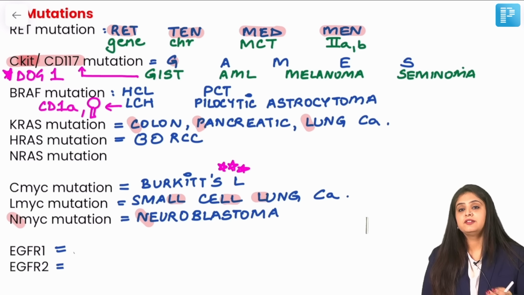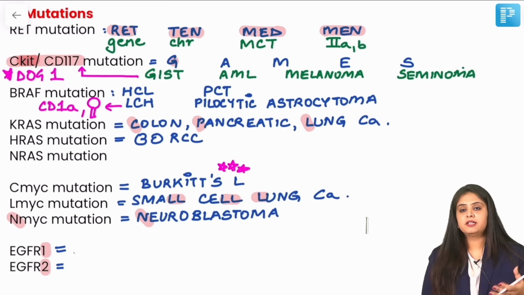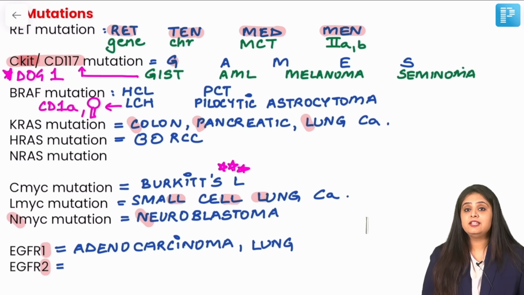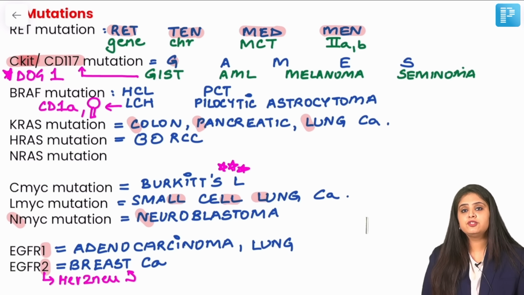Coming to the last and a recent buzzing question in the exams, that is EGFR 1 and 2, where you go exactly number wise and alphabetical wise. So EGFR 1 is A, 2 is B, so 1 for adenocarcinoma of the lung, and EGFR 2 in breast cancer, because we know that EGFR 2 is also known as HER2/neu, which of course is mutated in breast cancer, for which in pharmacology you give a targeted therapy, that is trastuzumab, right? So these mutations are also settled for you.